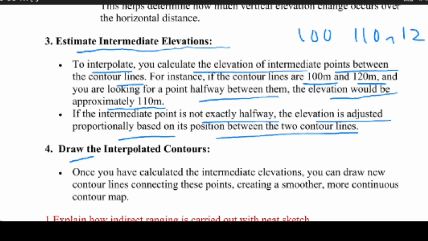Next, draw the interpolated contour lines. Once you have calculated the intermediate points, you can draw new contour lines connecting those points, creating a smooth and more continuous contour map.